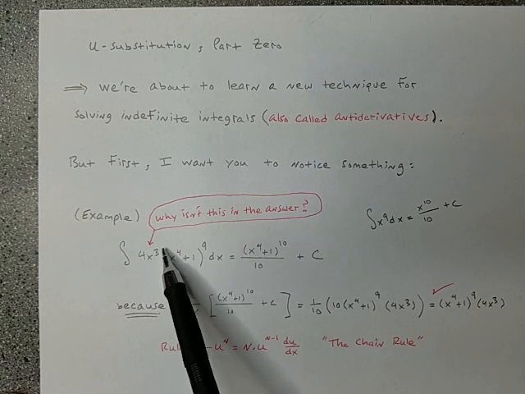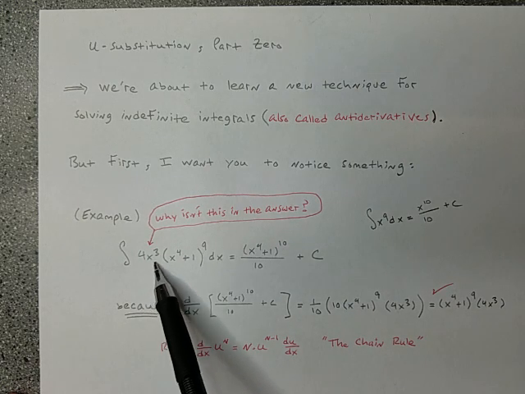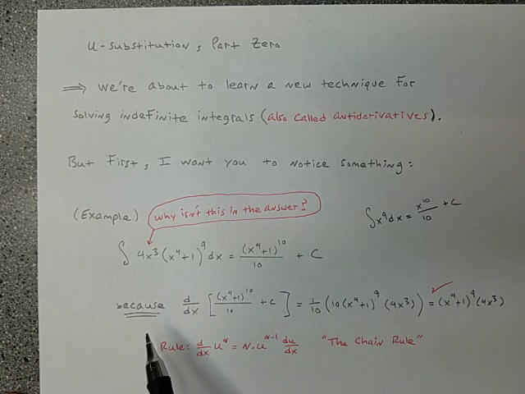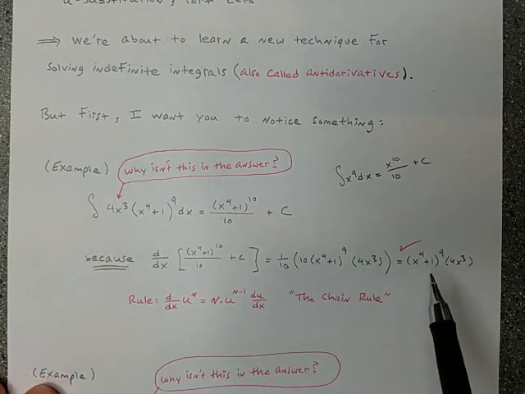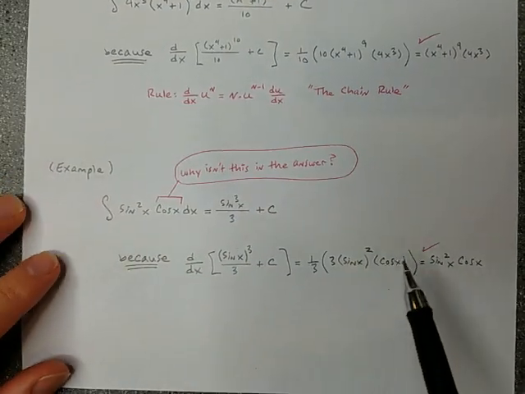And I said, why did we leave that out? Why isn't that in the answer? Why is it here, but it's not in the answer? Oh, the chain rule, checking it, all right? It shows up when you check it. That's why, all right?